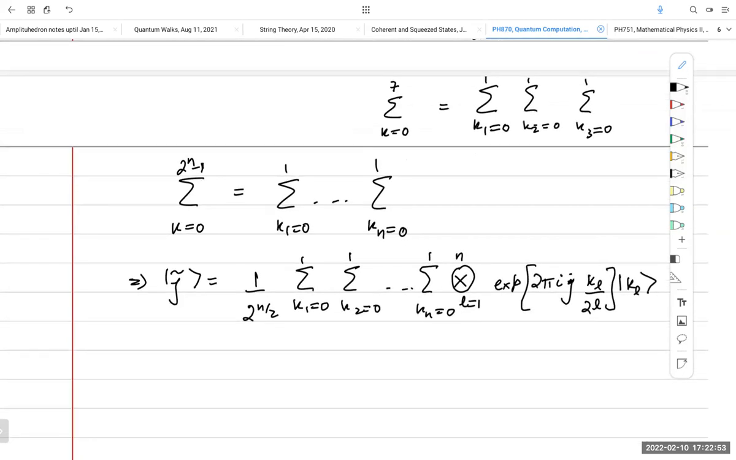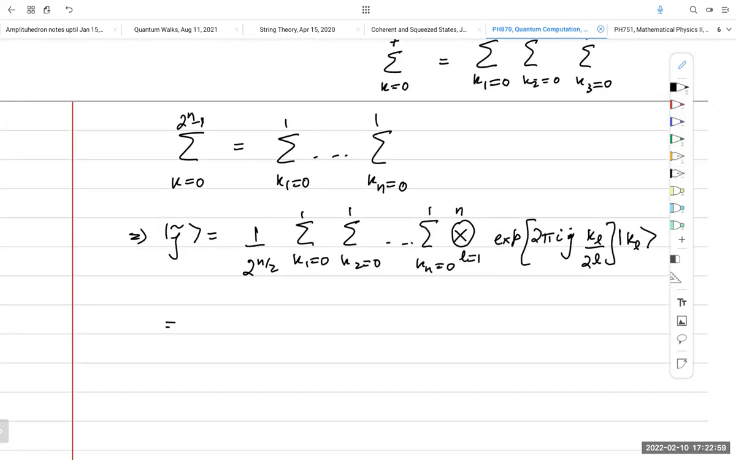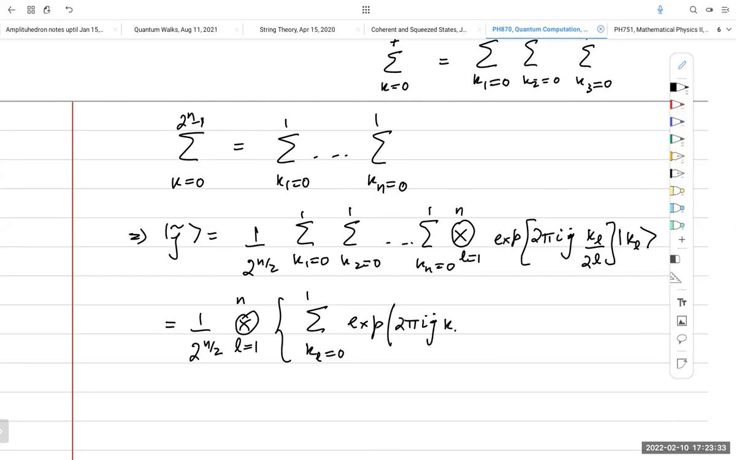Now the next step is the following. I interchange the order of the tensor product and the summation. So I put the summation outside, l goes from 1 to n. And now I will write out an expression, and I hope that we will be able to see why this expression makes sense: exponent 2 pi i j k_l over 2^l.